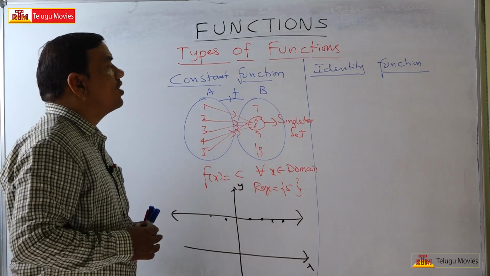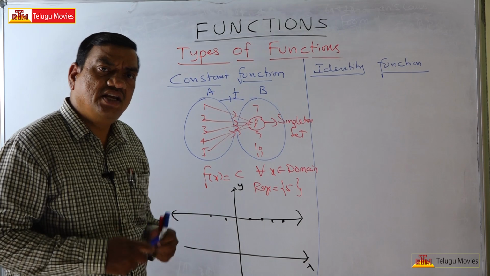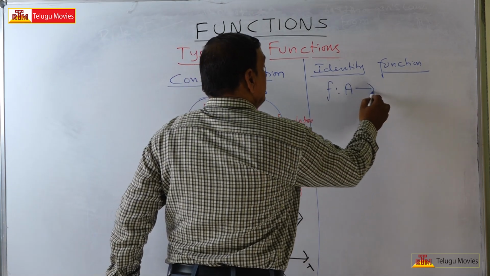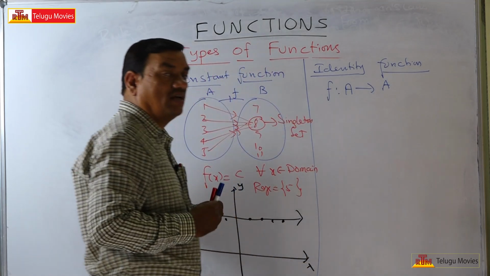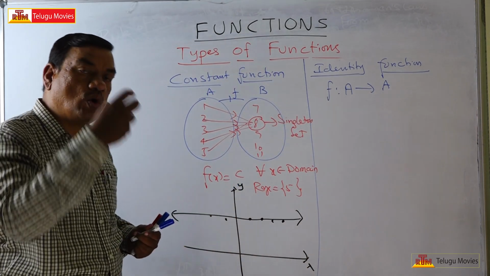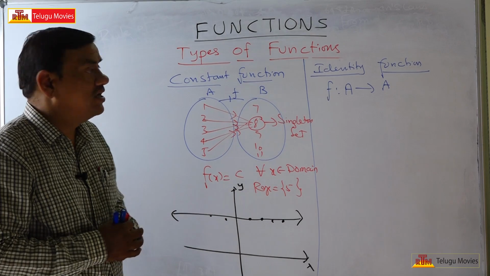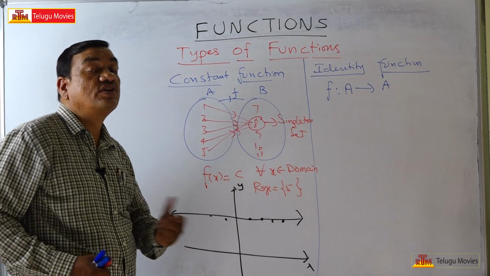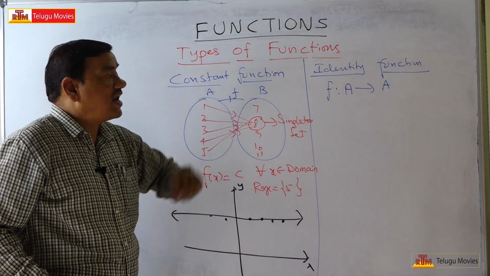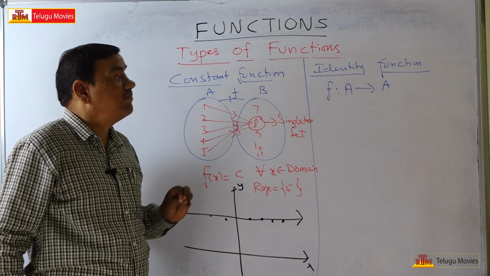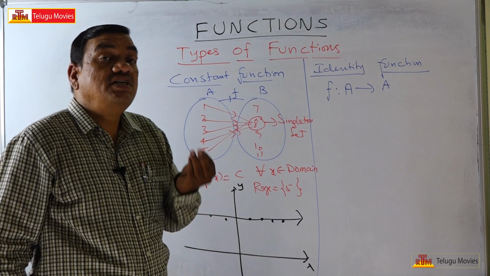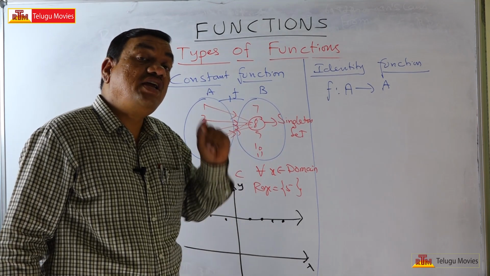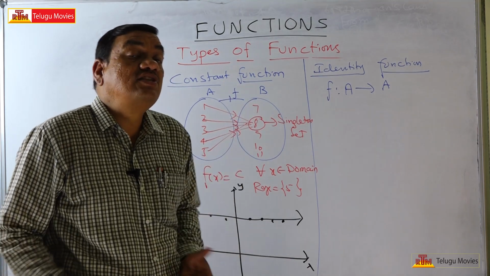Okay, now coming to the identity function. The specialty of the identity function is that it is defined from A to A. Here the domain is A, the codomain is A, and the range is also A. So far we have taken two different sets, A and B. But the identity function is a special type of function defined on set A, in which every element of A is the image of itself.